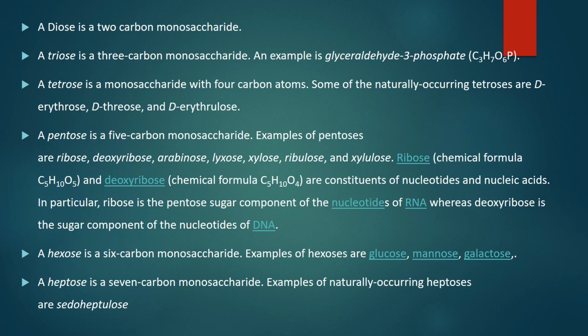Hexose is a 6-carbon monosaccharide. Examples of hexoses are glucose, mannose, and galactose. A heptose is a 7-carbon monosaccharide. An example of a naturally occurring heptose is pseudoheptanose.